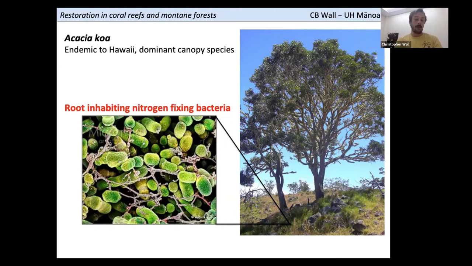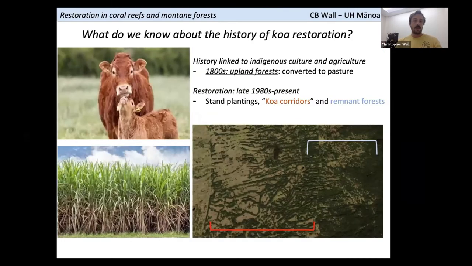And those are really important for nitrogen and nutrient cycling in the soils. So we'll come back to that. And so what have they done in these mountain forests to try and restore them to their previous states? Well, they've been influenced since the 1800s by being converted to pasture lands and farmlands.